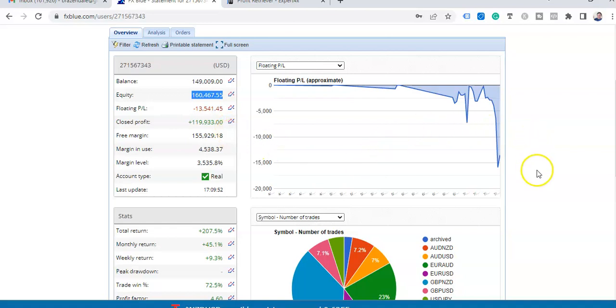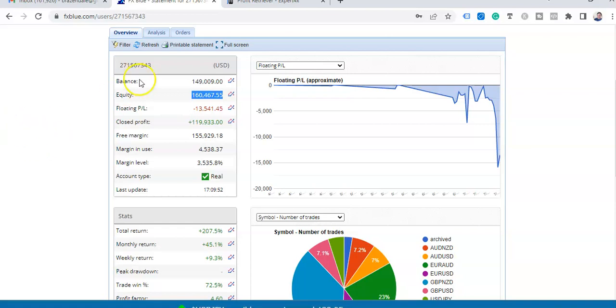Just remember, I didn't start with $25,000. I started with $250 with a cent account with FBS. You'll find my referral links in the description below, and they will change that $250 into a $25,000 account, and then they'll also give you a bonus of another 25,000, so it's 50,000.